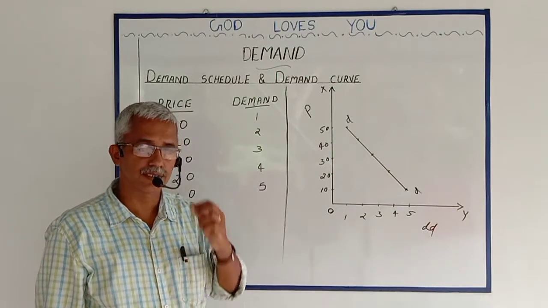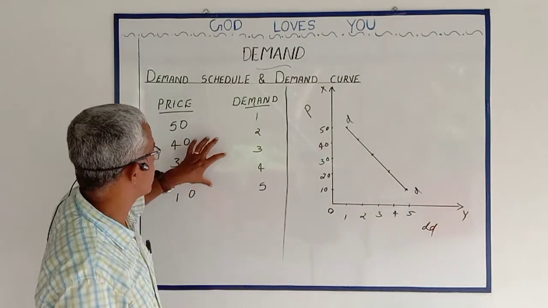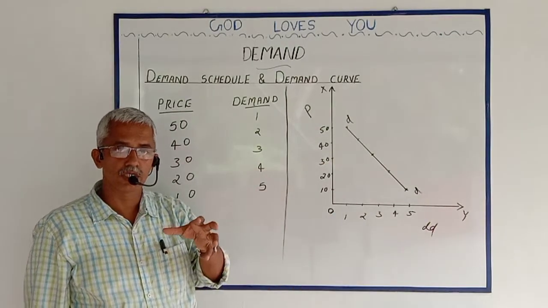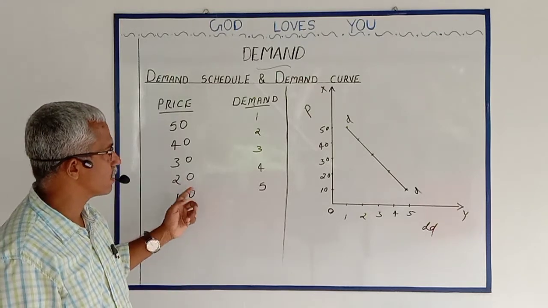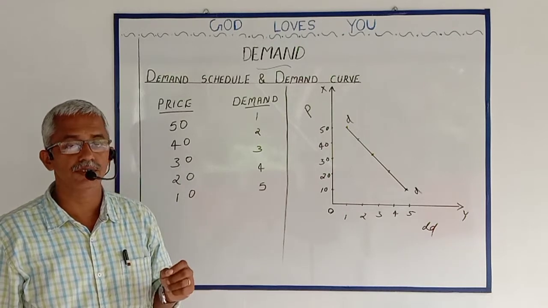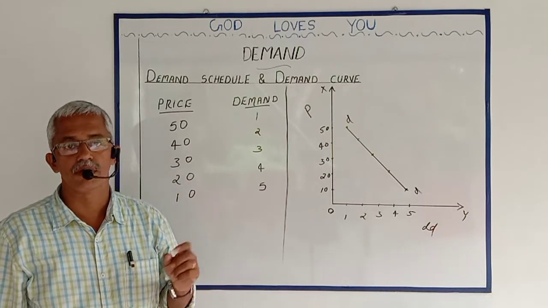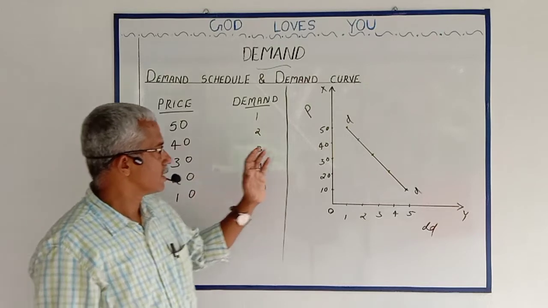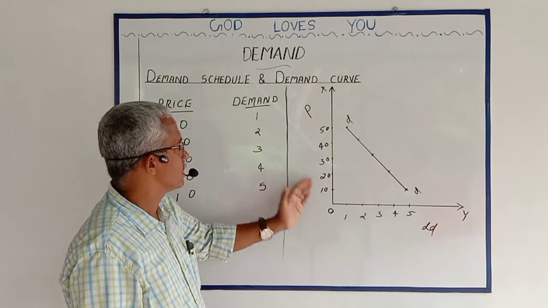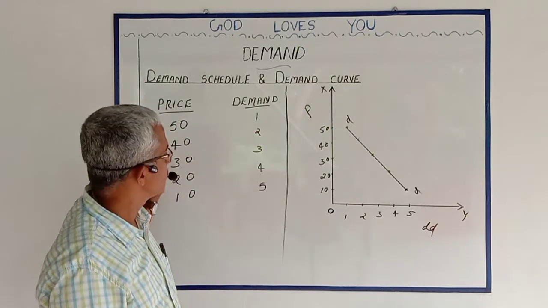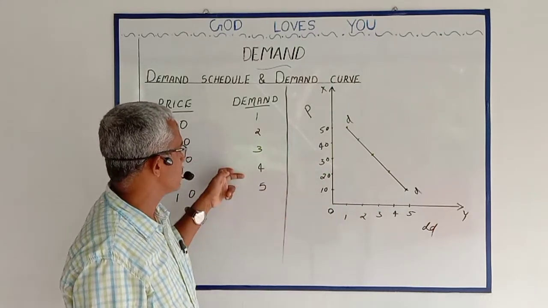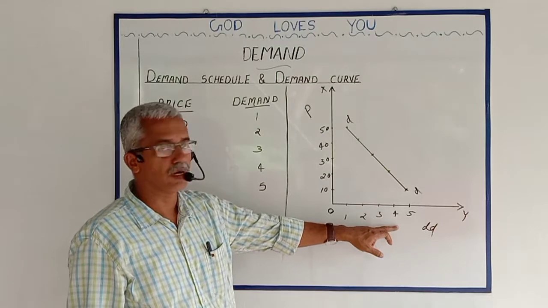Demand curve, in the sense, is the graphical representation of the demand schedule. When we draw the values of a demand schedule on graph paper, we get a curve known as the demand curve. The important thing is price and demand are negatively related. Look at the demand curve, the x-axis and y-axis. On the x-axis we have taken the price, 10, 20, 30, 40, on the basis of the above schedule. Along the y-axis we take demand, that is 1, 2, 3, 4 and 5.